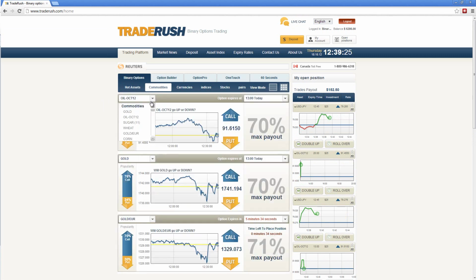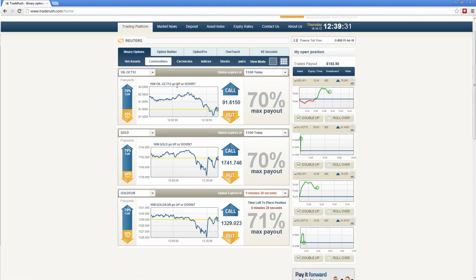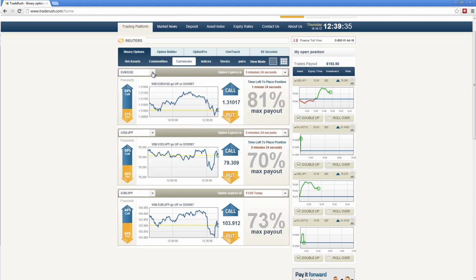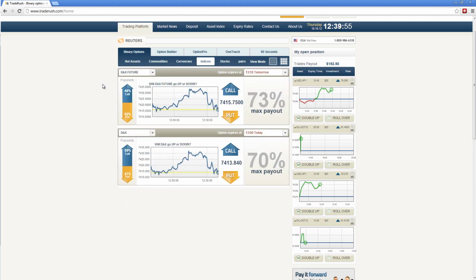Now then we see the commodities. Commodities has the oil, the gold, the sugar, the wheat, the gold versus euro, the corn, and the silver. Then we have currencies. In currencies, we of course have Euro USD, USD versus Japan, Euro British Pound, and many others. Indices, sorry. You have DAX future, DAX. You have Nasdaq. You have FTSE, FTSE 100. You have the IBEX future, the CAC, the Tel Aviv 25, and many others, of course.